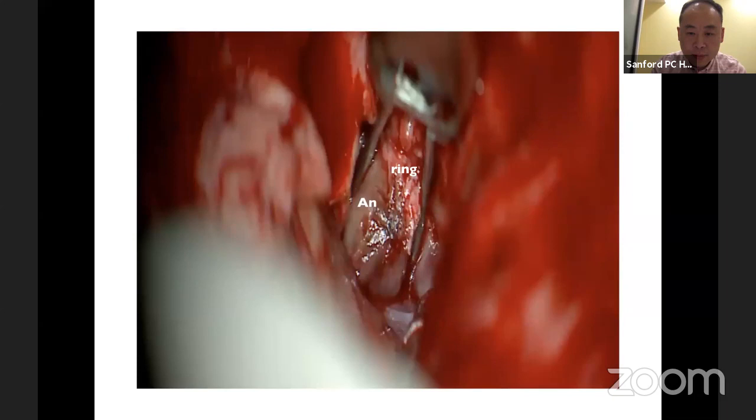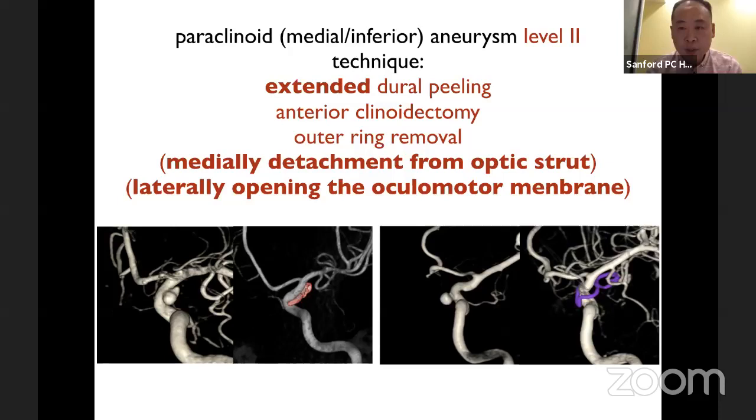When you have good experience at level one, like when you play video games and enter the next level, you have to be equipped with new techniques. So at level two, maybe you have to deal with some complex paraclinoid aneurysm. You have to do extended dural peeling, not only the anterior one third as for level one, but maybe half, up to the V2, or maybe half the Nichols cave. You have to do more extended dural peeling.